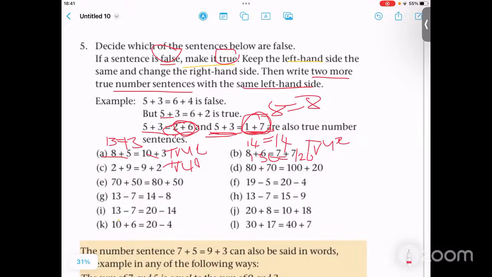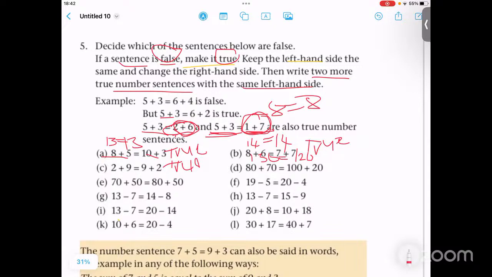No, that means the statement or the number sentence here is false. Now, remember they said if the statement is false, make it true. Now, how are we going to make this true? 60 plus 60 equals 120.